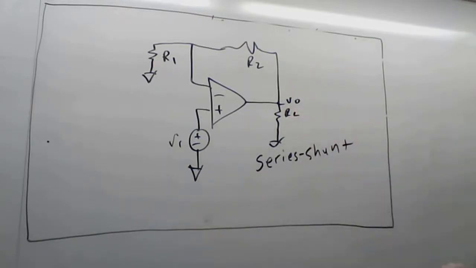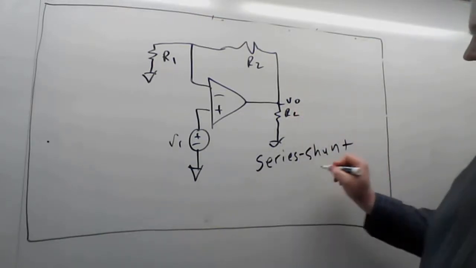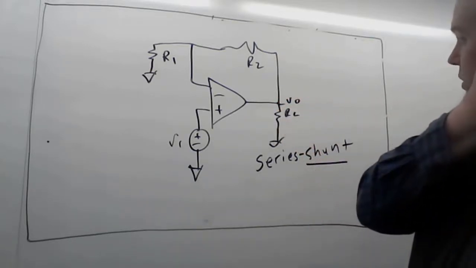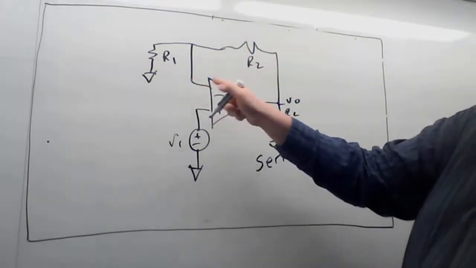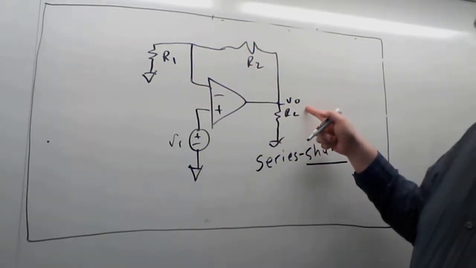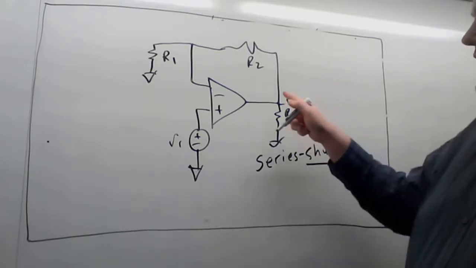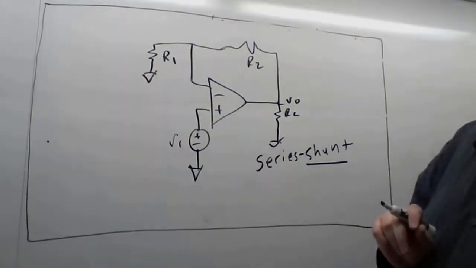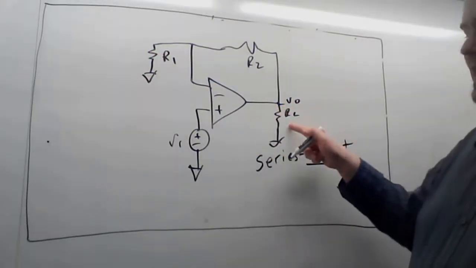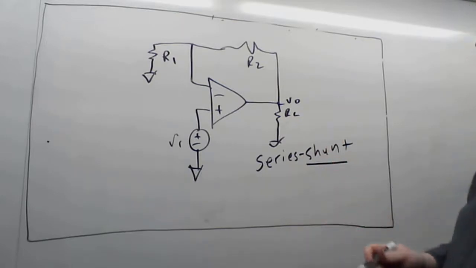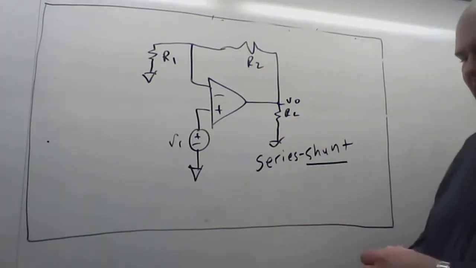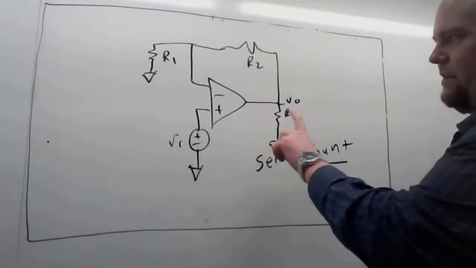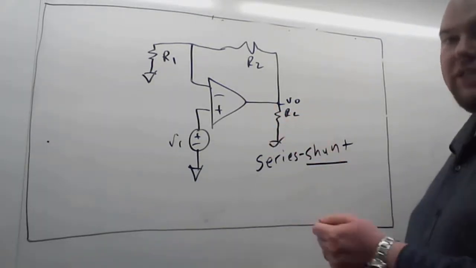So the naming convention here, we're going to start with the second name. In this case, what we are sampling to provide feedback back to this op-amp is this voltage here. We're sampling the output voltage, running it back through this feedback network. But that output voltage is also driving this load resistor. And anytime we have an output that is a voltage, we are sampling this voltage in parallel. That's always the way you sample voltage.